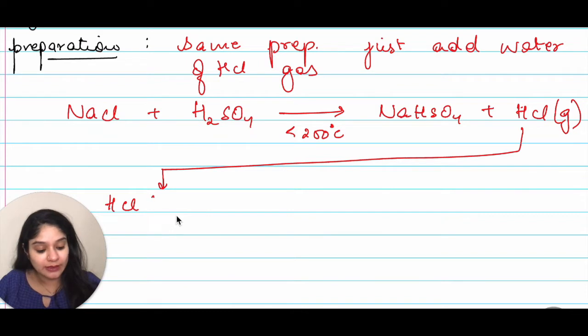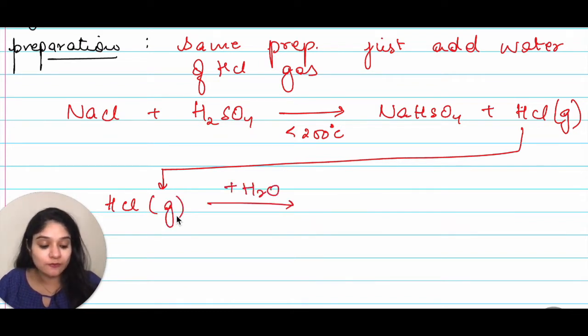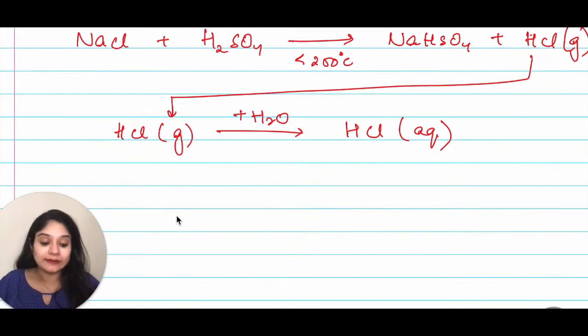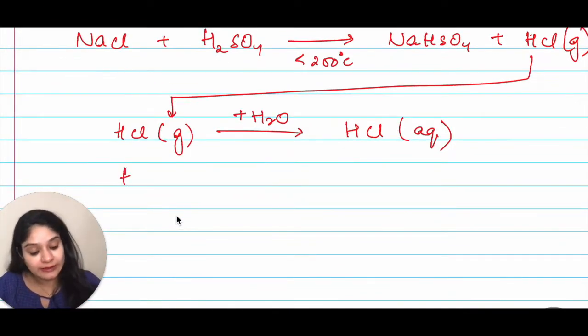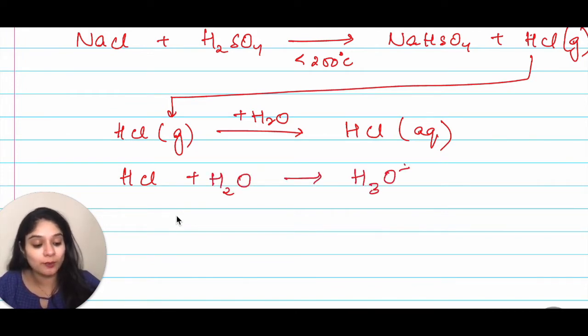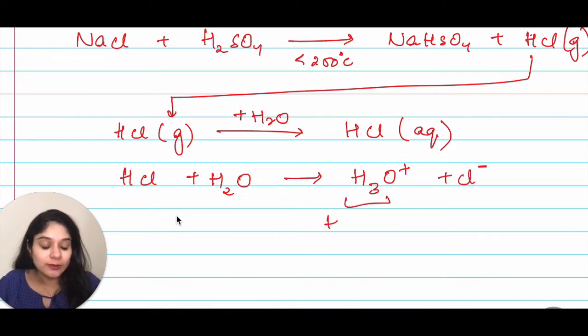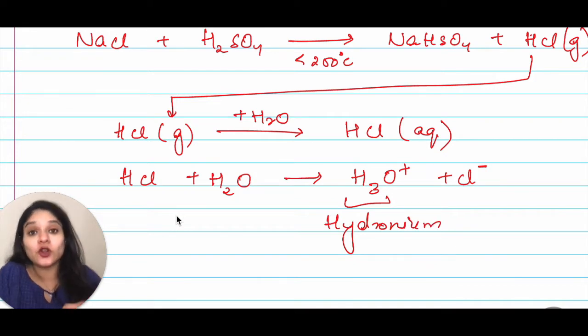So HCl gas plus water. What do we end up with? We get HCl aqueous solution. Okay. What else? How else can we write this? We can say that HCl plus water gives us hydronium ion H3O+ and Cl-. This hydronium ion is responsible for a lot of things.